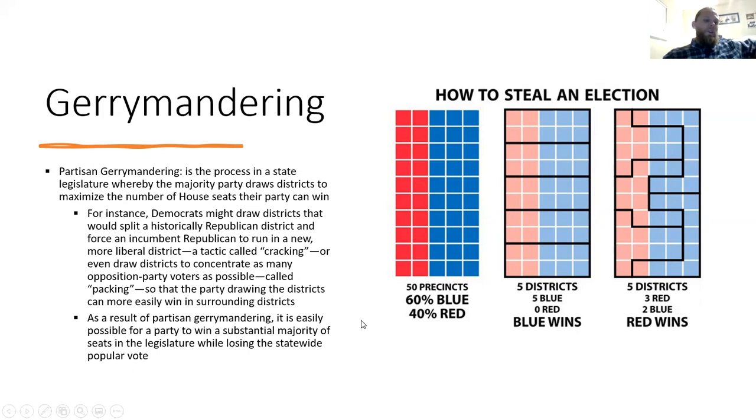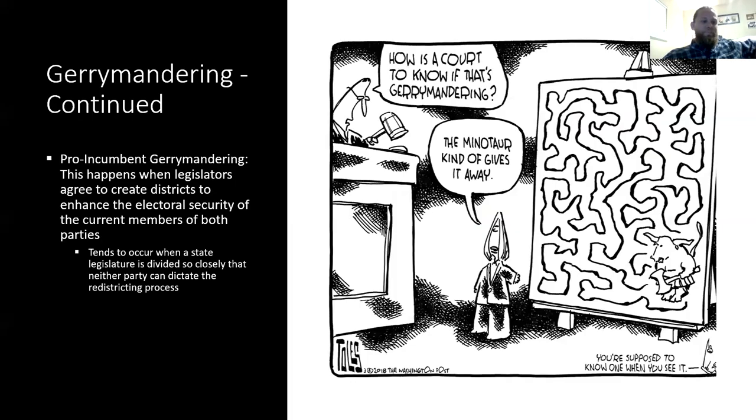So as a result of partisan gerrymandering, it is easily possible for a party to win a substantial majority of seats in the legislature while losing the statewide popular vote. And that is what we see here in the right example. So obviously, in the overall popular vote the Republicans would have lost, because 60% of those precincts were Democrats, excuse me. But they managed to win 3 out of the 5. Now, of course, it could absolutely be flipped. That's just the example here in this image.